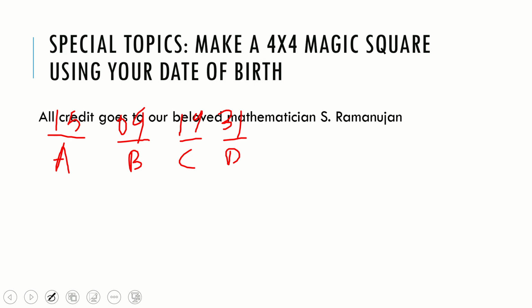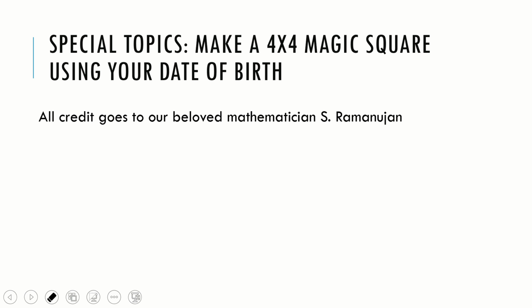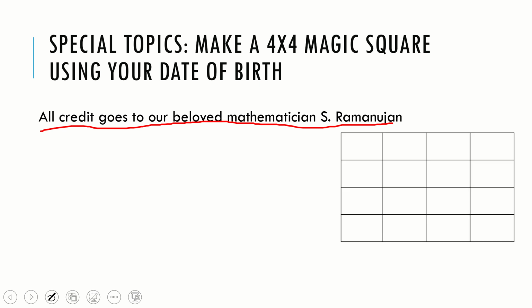Okay, and now you see. First of all, let me tell you one thing, that all credit goes to our beloved mathematician S. Ramanujan, because he has given a matrix like this 4 by 4 matrix. He also used his date of birth and made a matrix. So any date of birth of yours, you can use and make a 4 by 4 square matrix. So actually this is the formula.